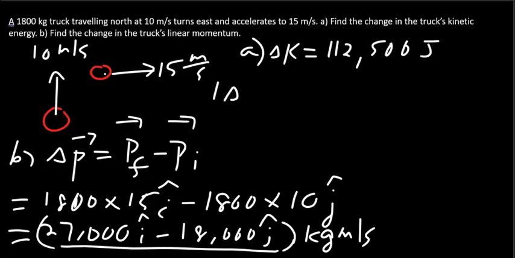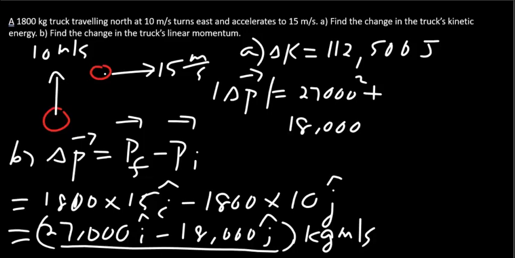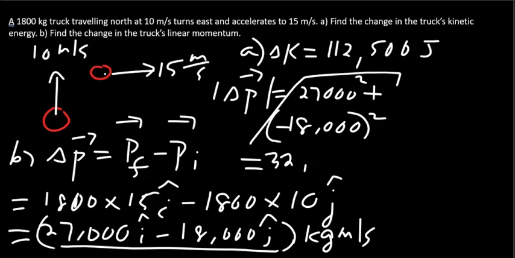Now let's calculate the magnitude of that momentum change, and that is pretty simple. It is the square root of 27,000 squared plus, well, it's actually plus minus 18,000 squared, and that's going to give you 32,450 kg meter per second for the magnitude of the change.